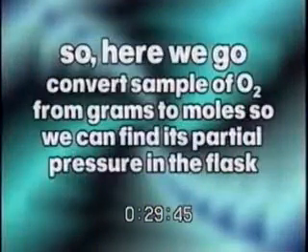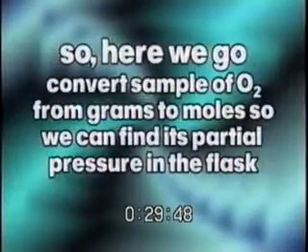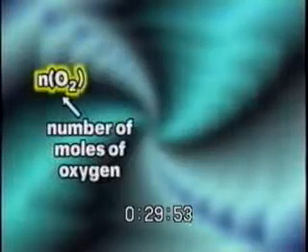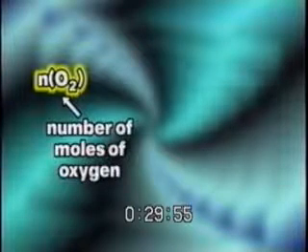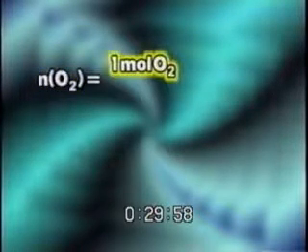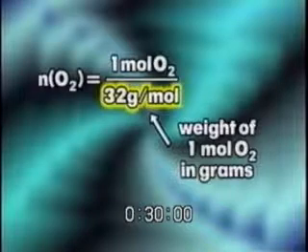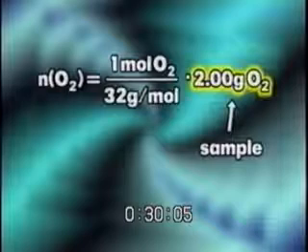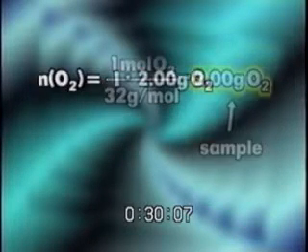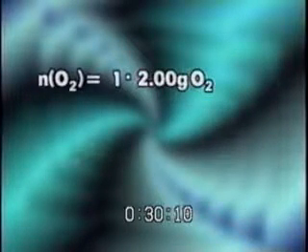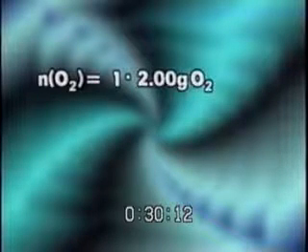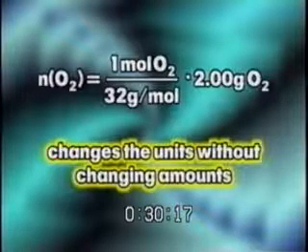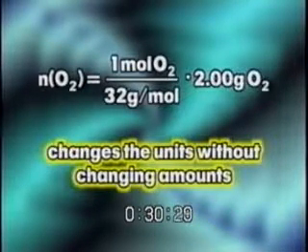So here we go, converting our sample of oxygen from grams to moles so we can find its partial pressure in the flask. N, the number of moles of oxygen molecules, equals 1 mole of O2 over the weight of 1 mole of O2 in grams, 32 grams, times our sample, 2 grams of O2. Multiplying our sample, 2 grams, by 1 mole of O2 over the mass in grams of a mole of O2 is like multiplying by 1. So it changes units without changing amounts.